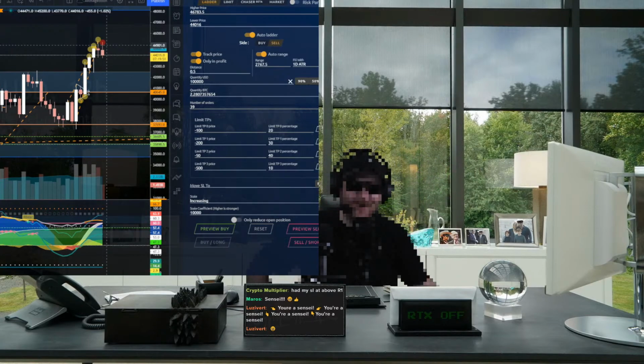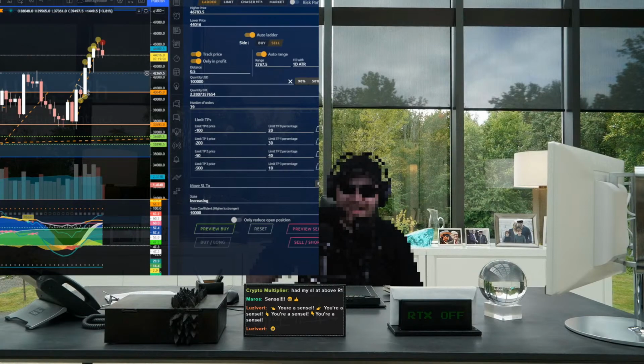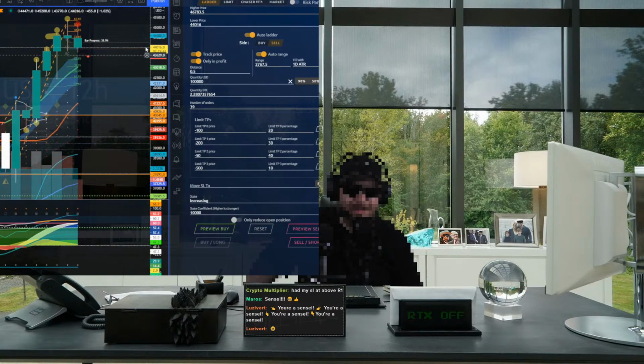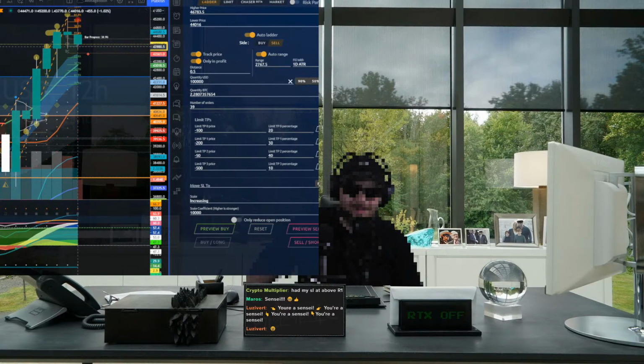Okay, so what's going on with this chart now? What's next? I don't know. Let's scan through it. Well, it looks like we're headed to... So I have 1 hour right here, 12 hour here. So I say we go down to about 43.5, and then we have a mini bounce from there.